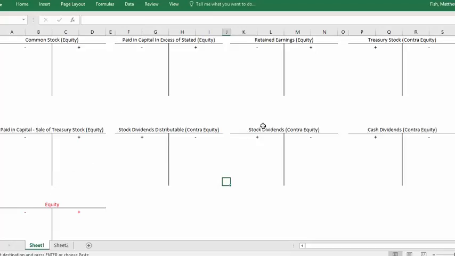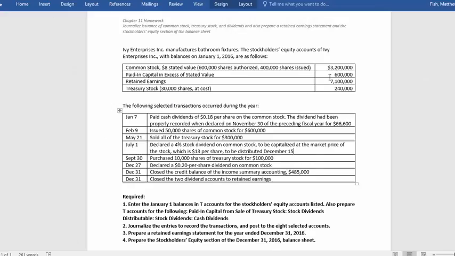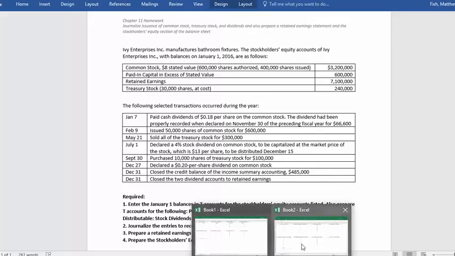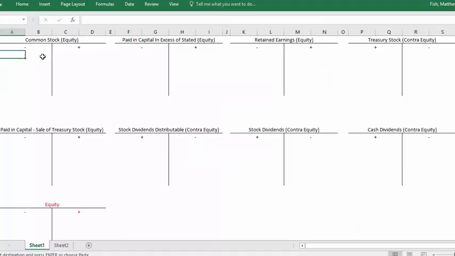So I've listed all these accounts here, and you would then need to go back and first pull off the beginning balances of all these accounts. So we had 3.2 million in the common stock account, so I would go back here and put 3.2 million, and notice that's a positive amount.